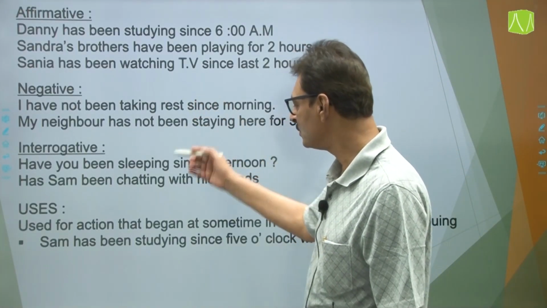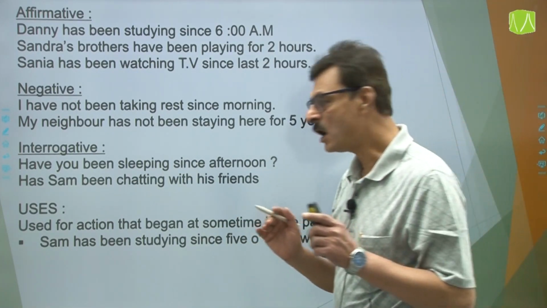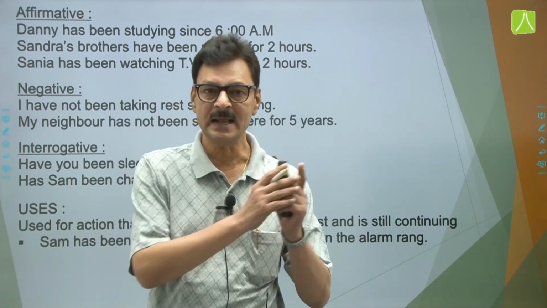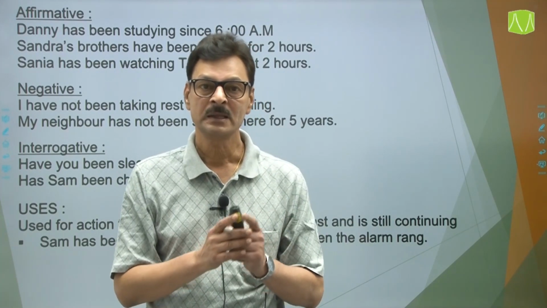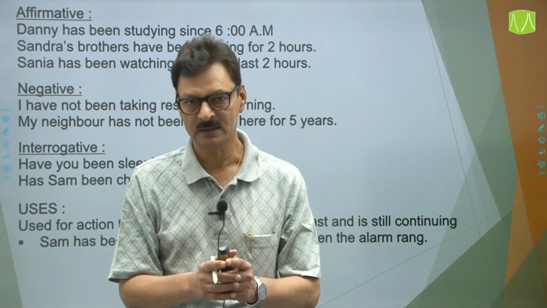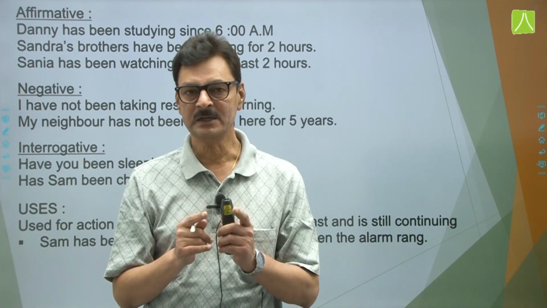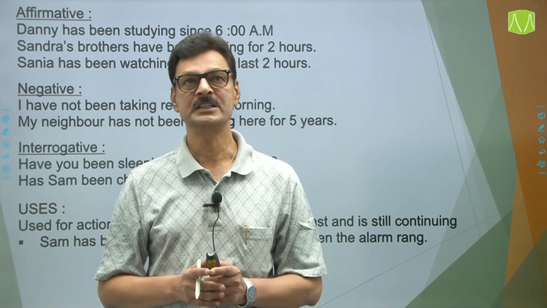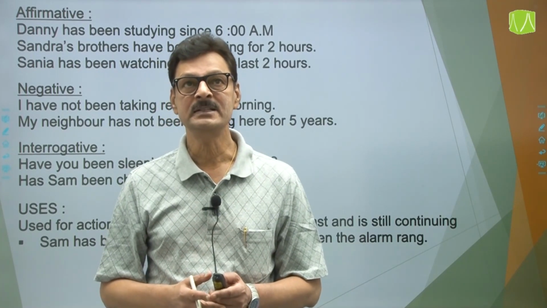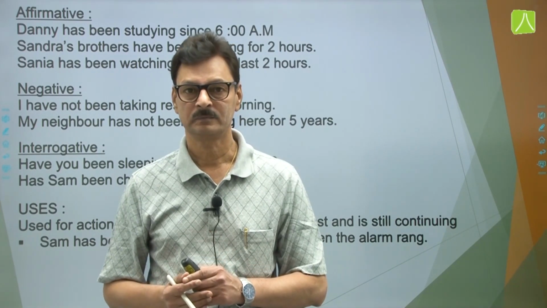Uses, it is used for an action that began at some time in the past and it is still continuing. So now friends, present continuous, it also tells us that the action began earlier, अभी चल रही है. Present perfect continuous also tells us that the action began earlier and it is still continuing. So what is the difference? एक difference है, present continuous, suppose I say I am teaching and then I use this tense, I have been teaching since for 1 hour.